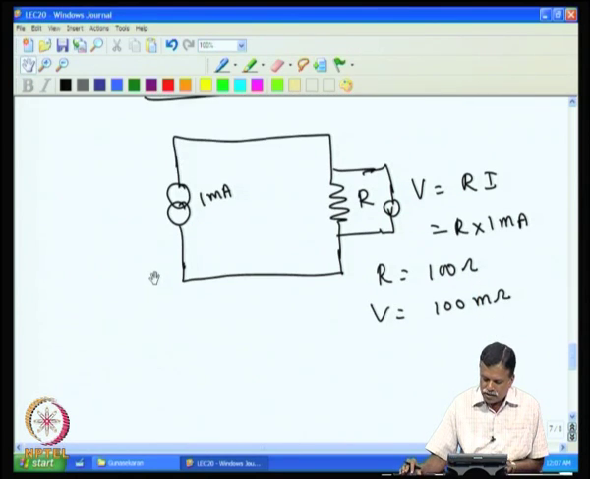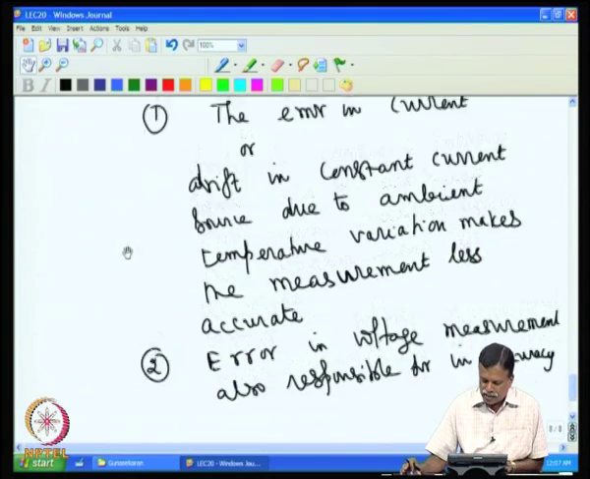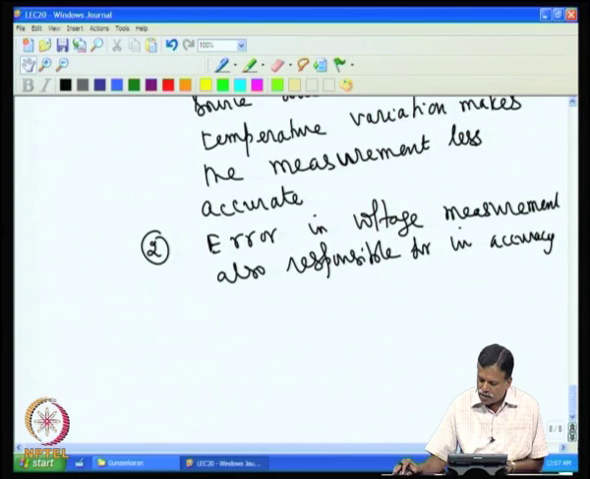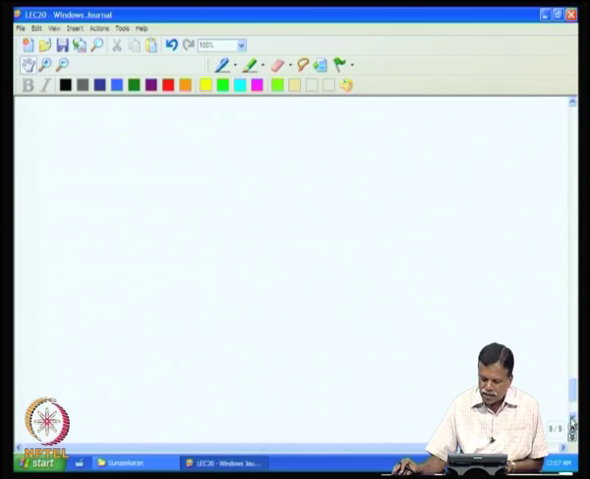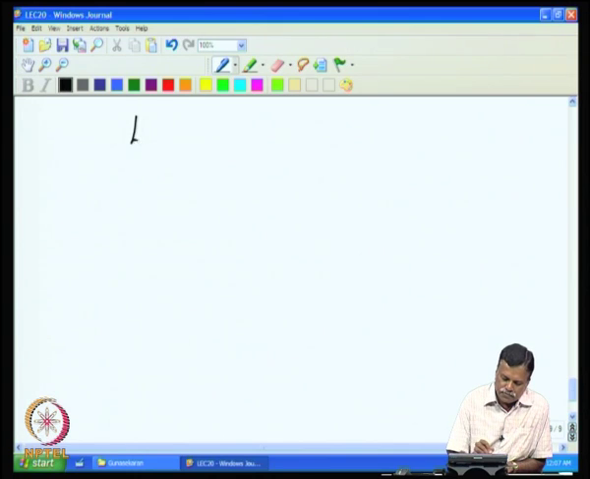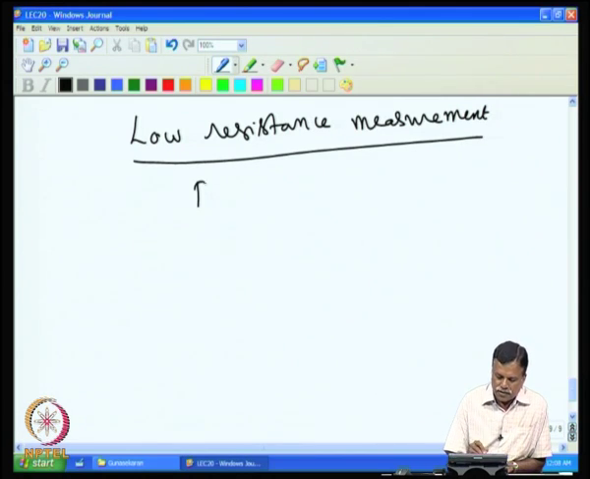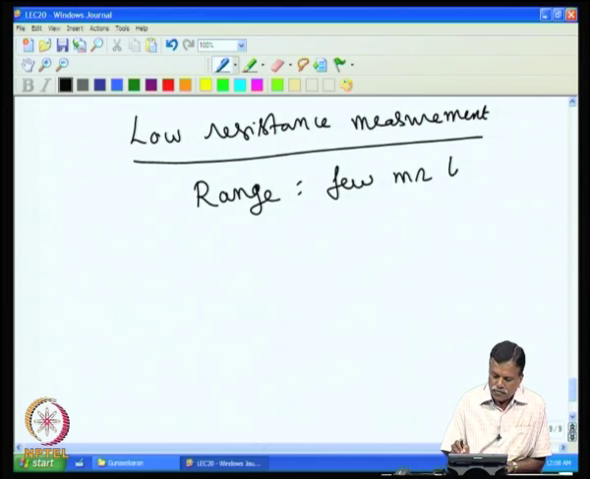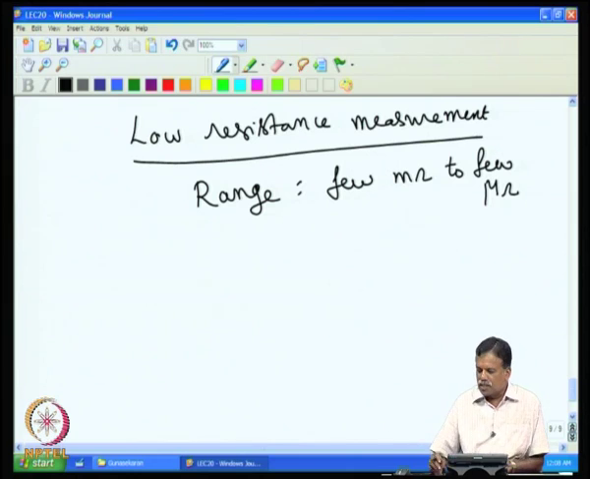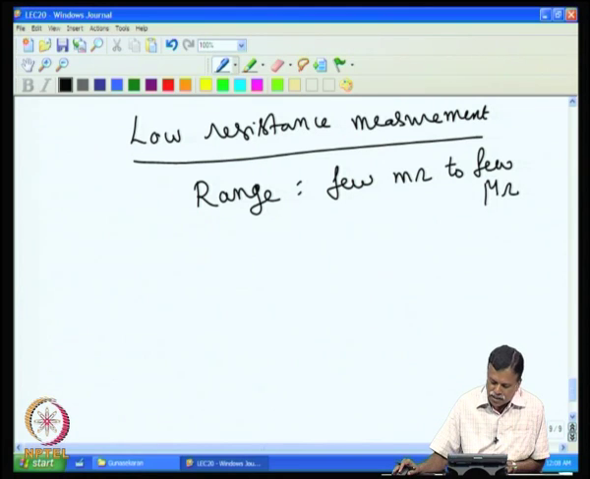Now, let us see what other errors are possible in resistance measurement. Take for example a low resistance measurement. Assume it is in a range of a few milliohms to a few microohms. If this is the range of resistance to be measured, then what is the problem that one encounters in this kind of measurement?